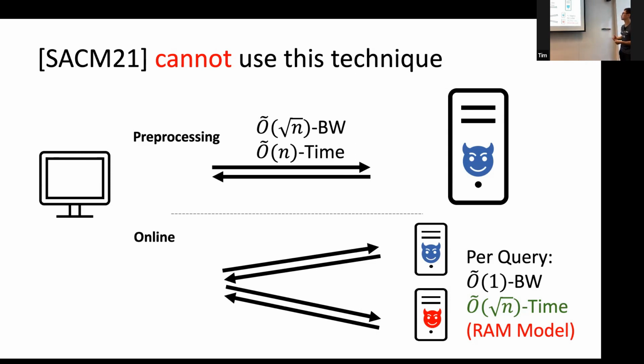And the second reason it cannot use this transformation is that if we try to use FHE in this scheme, basically during the online phase, per query, the blue server will run some algorithm that runs in square root of n time. But this is measured in the RAM model. And if we measure it in the circuit model, it's going to be a linear size circuit. And this is not okay, because if for each query you need to evaluate a linear size circuit, basically the per query time is linear. So it defeats the purpose of sublinear PIR. So it's not okay.